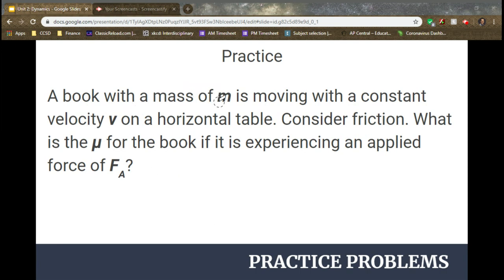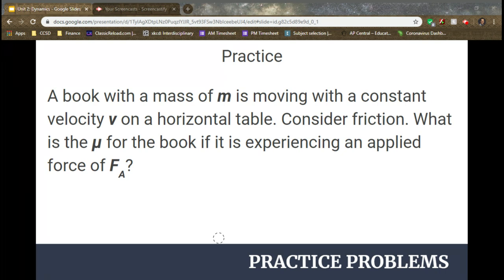A book with mass m is moving with a constant velocity v on a horizontal table. Consider friction. What is the coefficient of friction for the book if it is experiencing an applied force of F sub A? You can assume that that applied force is completely horizontal, and let's say that that is horizontal to the right.